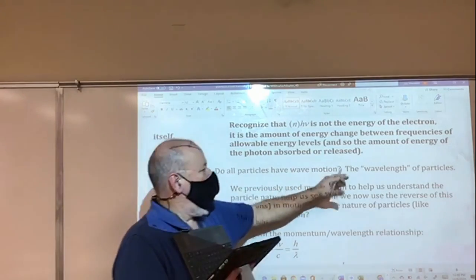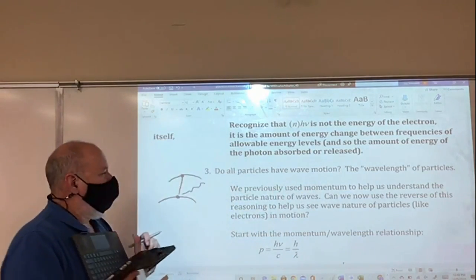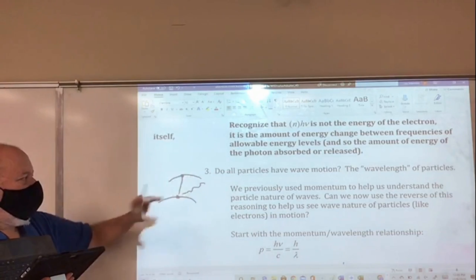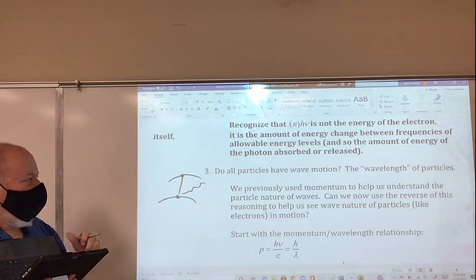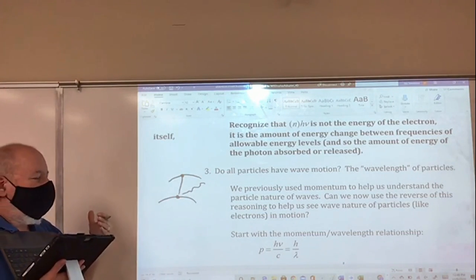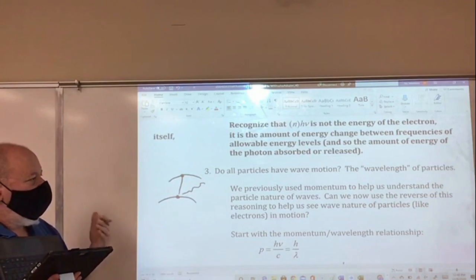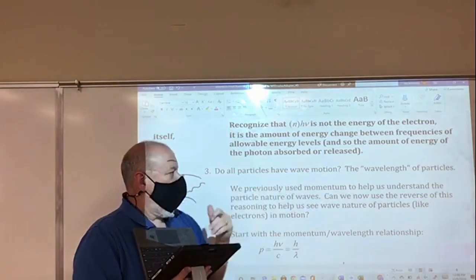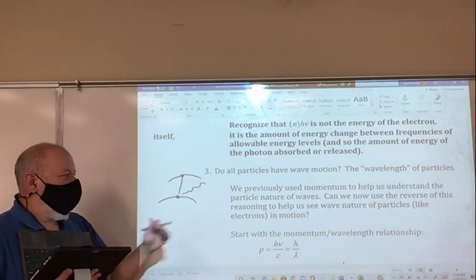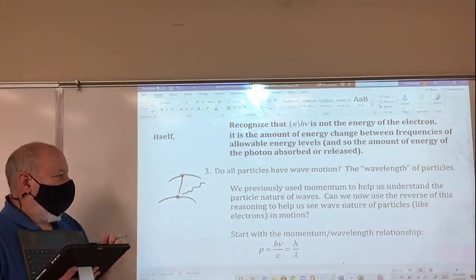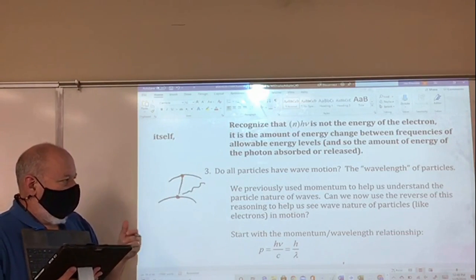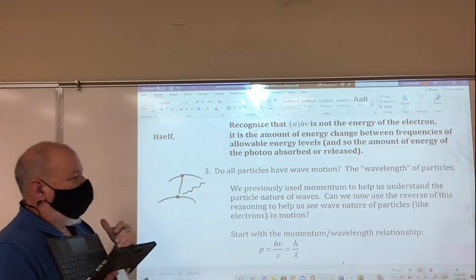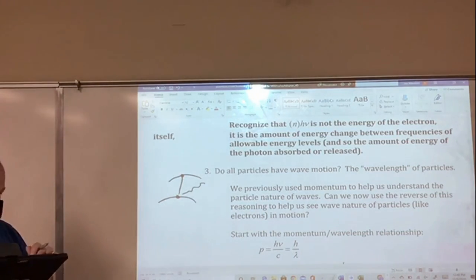So, do all particles have wave motion? We've said that electrons are particles that have a wave motion. Do other particles have wave motion? And can we talk about the wavelength of all particles? We previously used momentum to help us understand the particle nature of waves. Can we now reverse this reasoning to help us see the wave nature of particles in motion?